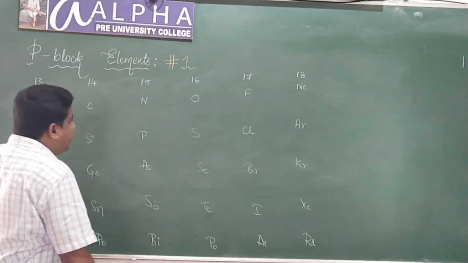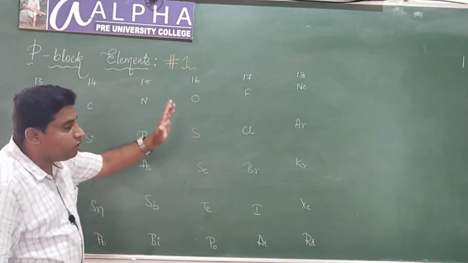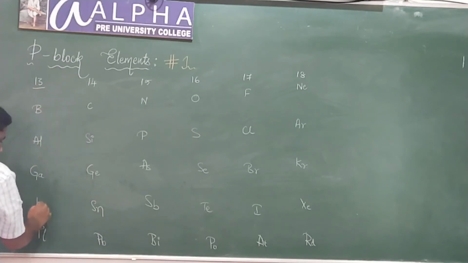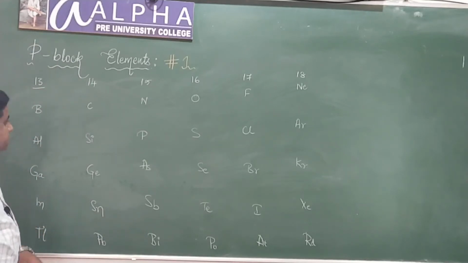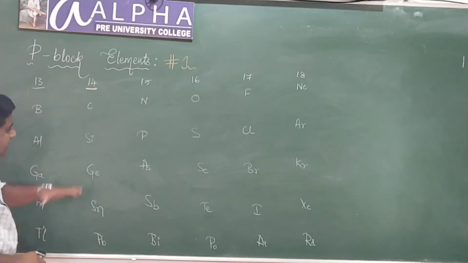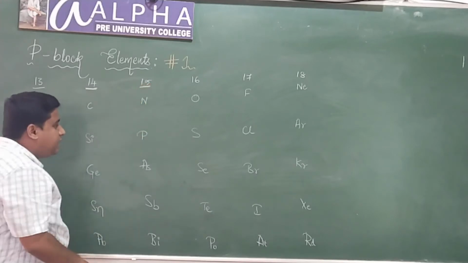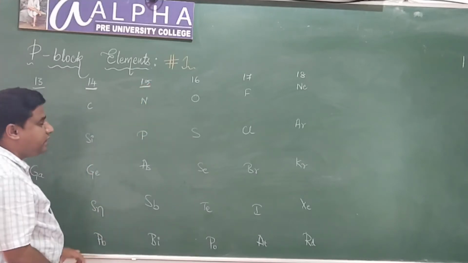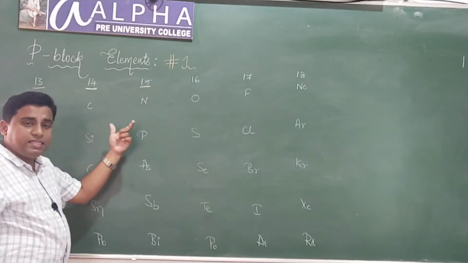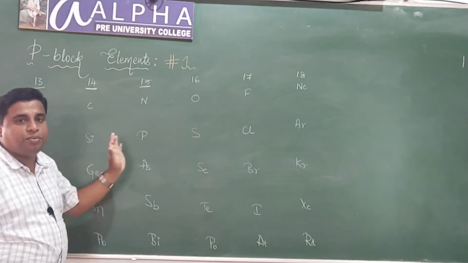So these are the elements that we come across from group 13 to group 18. Group 13 elements are called as what? Boron family elements. Group 14 elements are called carbon family elements. Group 15 elements are called nitrogen family elements, also called nicogens. Why are they called nicogens? We will study that in part 2 of the p block.